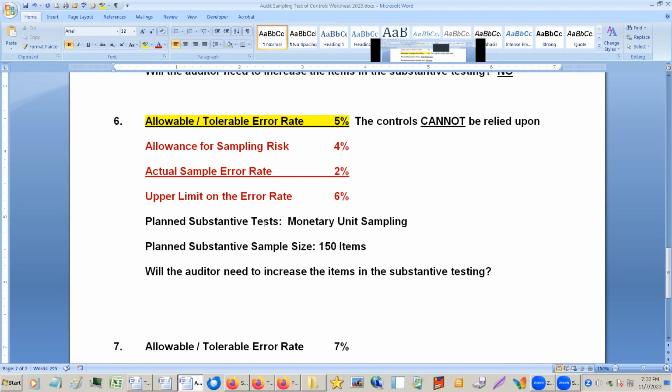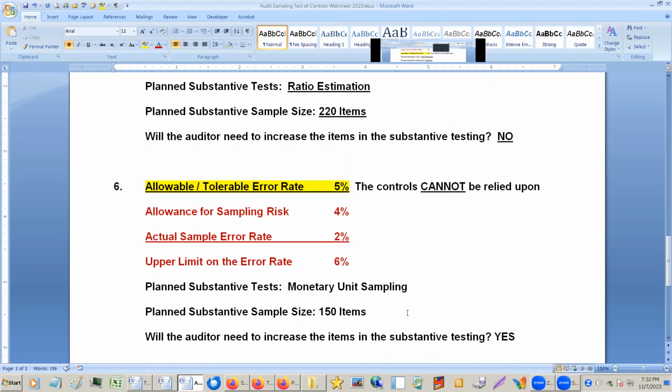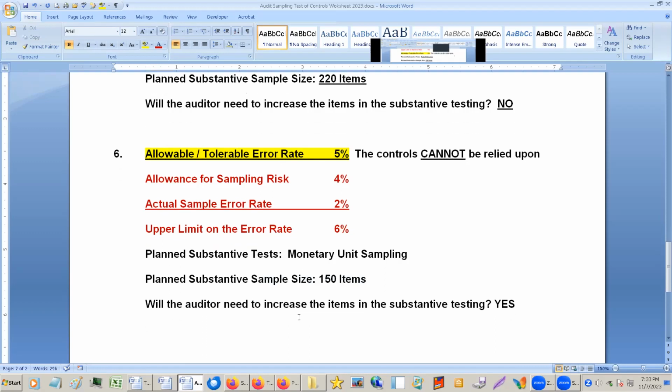Now, will the auditor need to increase the items in the substantive testing? Yes. Good. You can't rely on the controls. You did the test of controls, and the only reason you did them was hopefully that you could rely on them, and you find out you can't. So you cannot reduce the substantive testing. If you could rely on the controls, you could reduce it, but you can't, so now you have to increase it.